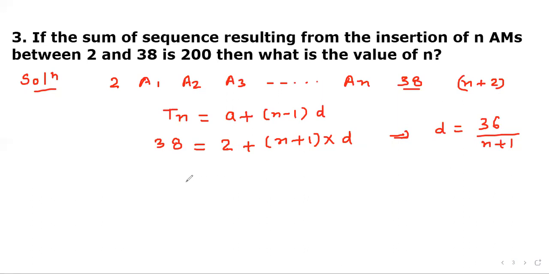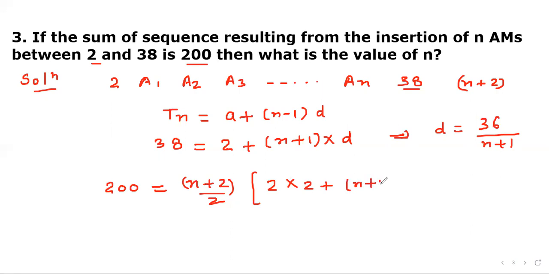Now we are given the sum as 200, so we apply the formula for the sum. 200 equals (n plus 2) divided by 2 times 2a, where a is given as 2. So 2 into 2 plus (n minus 1), and here the total terms are n plus 2, so it will become (n plus 1) times d. This can also be written with n plus 2. This will become 400 when we multiply it to the LHS.